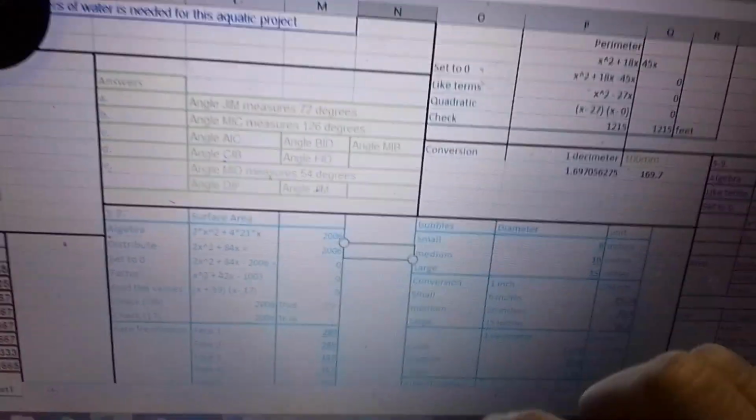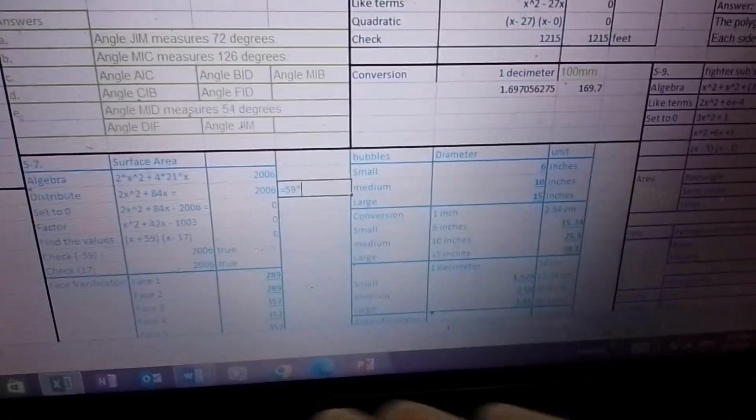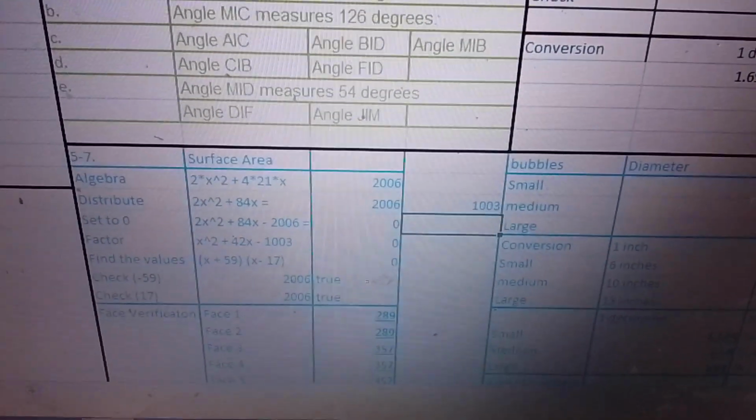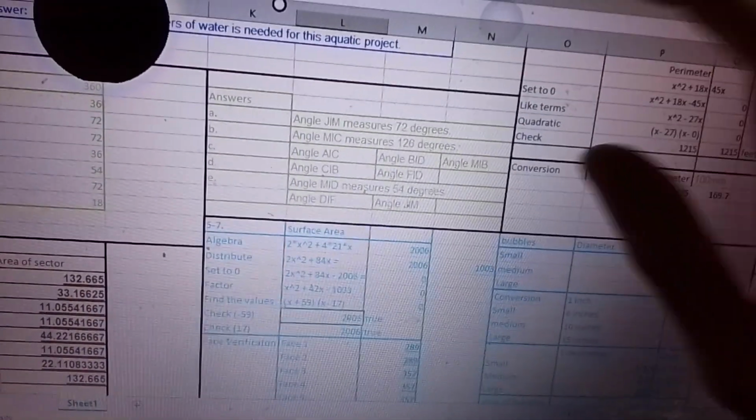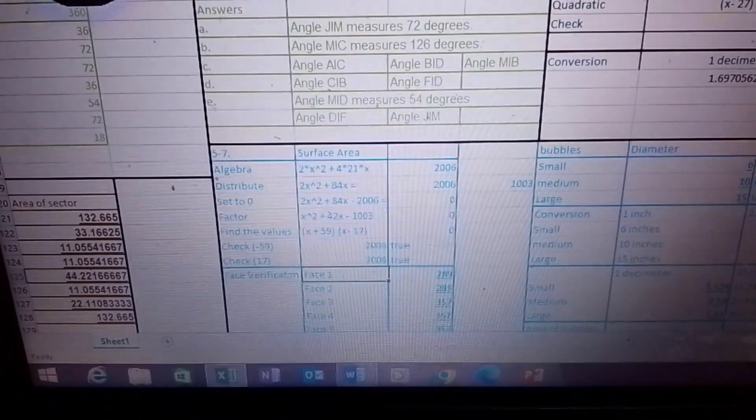So let me type it here. 59 times 17. Correct, 1003. Okay? And then we check for the answer, just like what I put here. And that's how we get the surface area. That's how we get the answer.